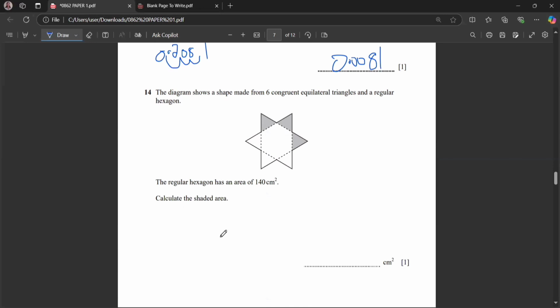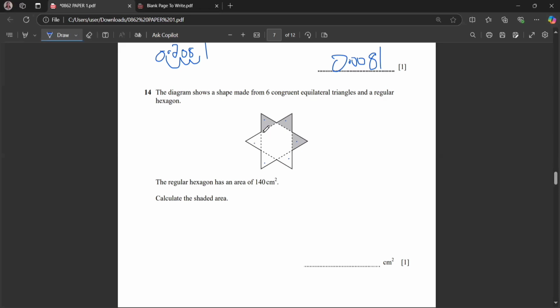Now 14. Diagram shows a shape made from 6 congruent equilateral triangles and a regular hexagon. Equilateral triangles means triangles with all the 3 sides equal and all their interior angles are 60 degrees each. Congruent means exact similar copies of each other. So the same size, same shape. That's when you call them congruent. So 6 congruent equilateral triangles means all of these triangles are exact same copies. They will have the same areas.